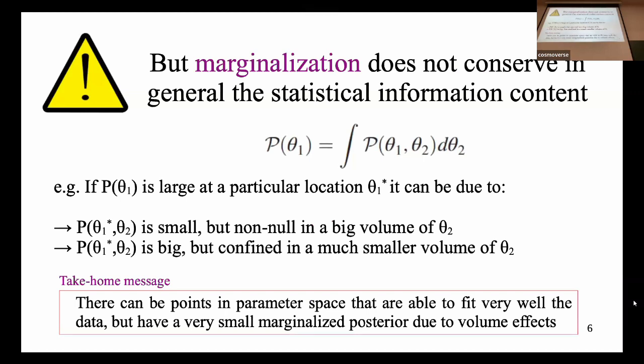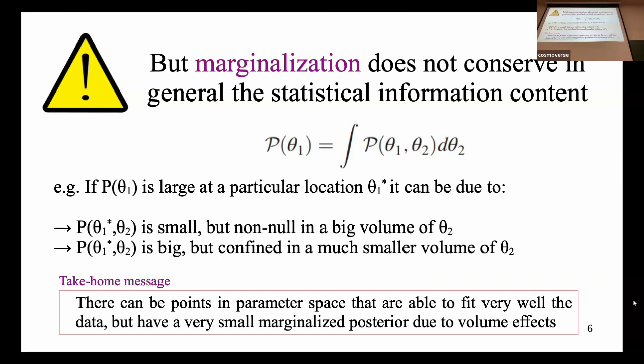But marginalization does not concern, in general, the statistical information content. And it's very easy to understand why. Imagine that we have a large value of this object, the marginalized posterior, at a given value θ1 star. Do we know why? We cannot know why using only this value. It could be that we have a very large peak of the original posterior in a very small region of the parameter space, or we can have a low value of p in a very large volume of parameter space, right?